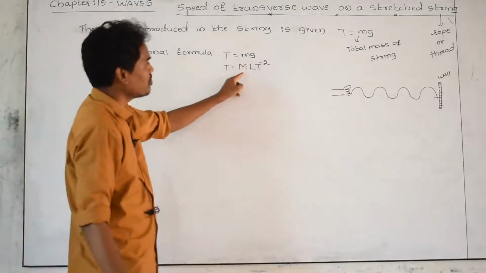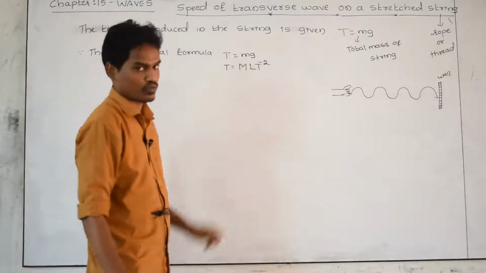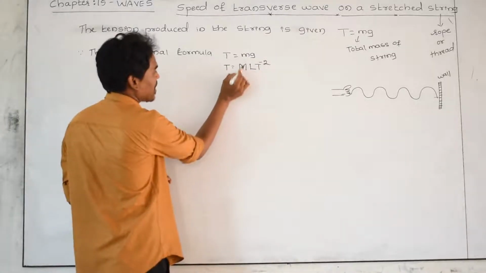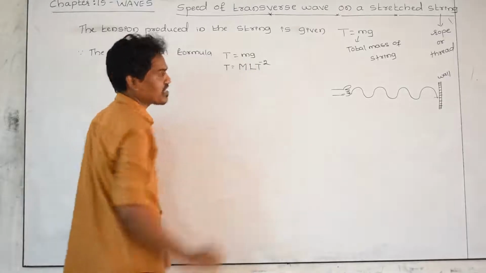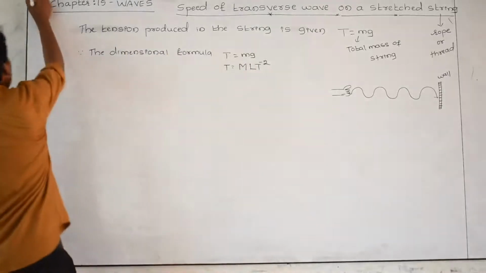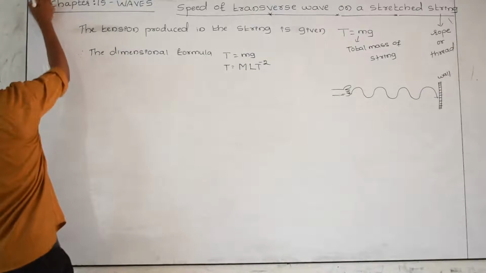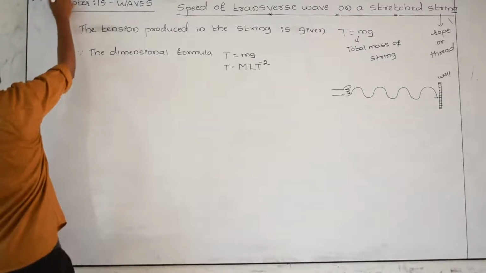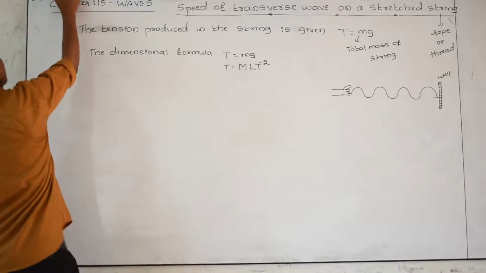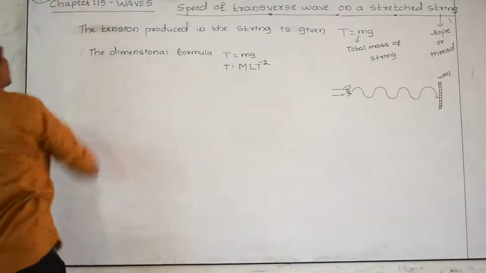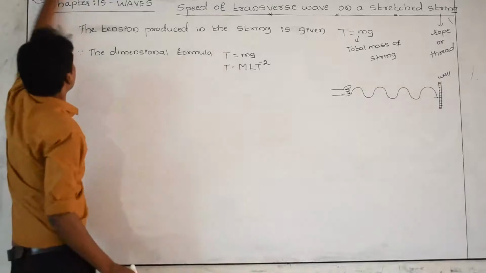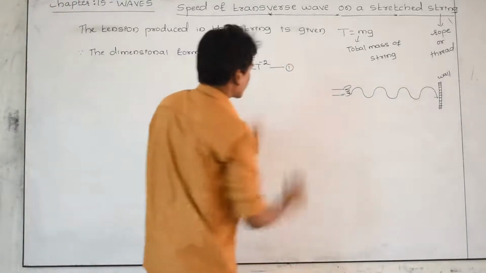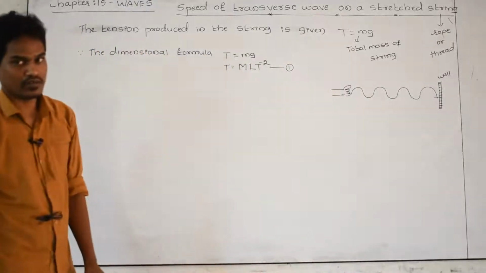Mass means capital M, g means LT raised to minus 2. This is the dimensional formula of tension. You know very well, because velocity is equal to LT raised to minus 1, acceleration is equal to v by t. V means LT raised to minus 1, t means T, again LT raised to minus 2. This is for acceleration. Let us take it as equation 1.